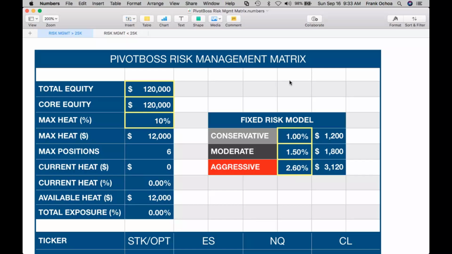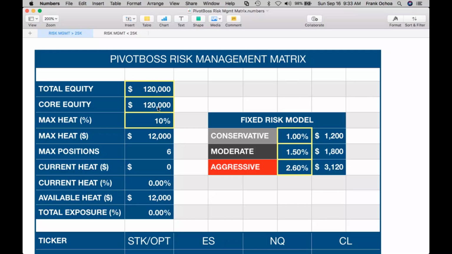Anytime I need to know right off the bat what is a conservative, moderate, or aggressive trade allocation, I need look no further than this spreadsheet. Every single day, I look at the total equity for a given account. I enter it here in this yellow box.